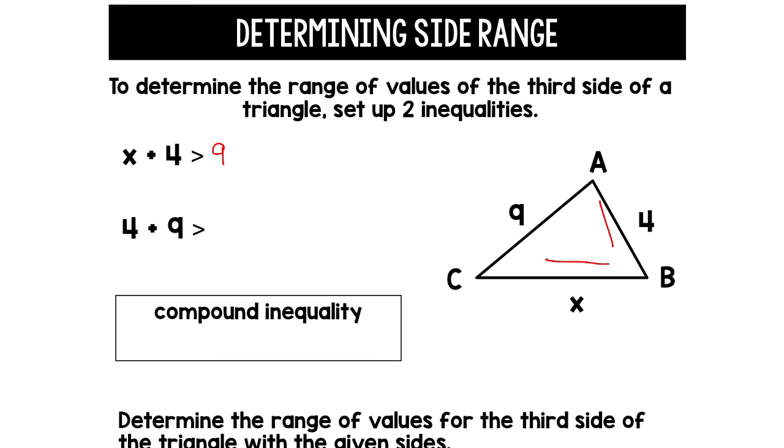If we have 4 plus 9, AB plus AC, that has to be greater than x. So 4 plus 9 is 13. So 13 has to be greater than x. If we subtract 4 from each side of the first inequality, we'll get x is greater than 5. So that makes the compound inequality that is our side range. 5 is on the low end, 13 is the high end, and x goes in the middle with all less than signs.